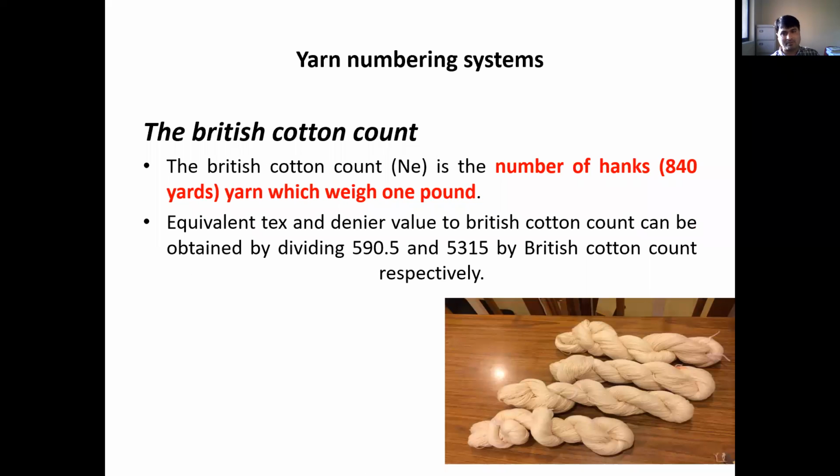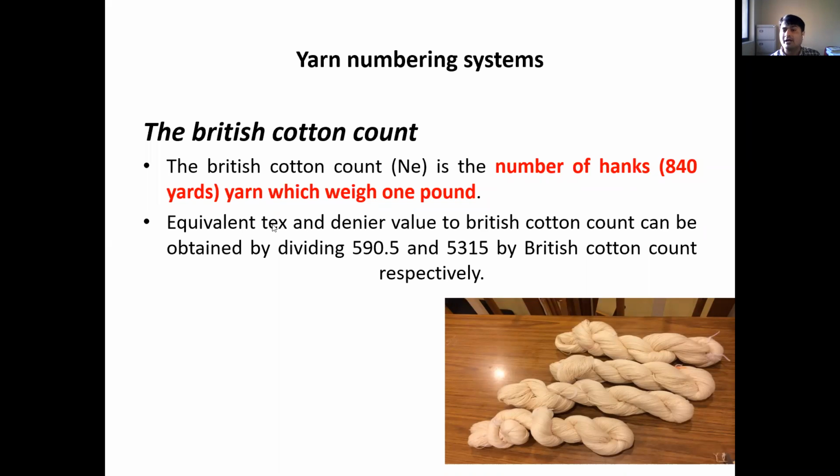Then the British count, generally expressed by capital N or small e. That is the British count. It is the number of hanks, that means 840 yards of yarn which weighs 1 pound. The weight of 840 yards of yarn is 1 pound. So that will give 1 British count. Here also we can convert to tex and denier values.